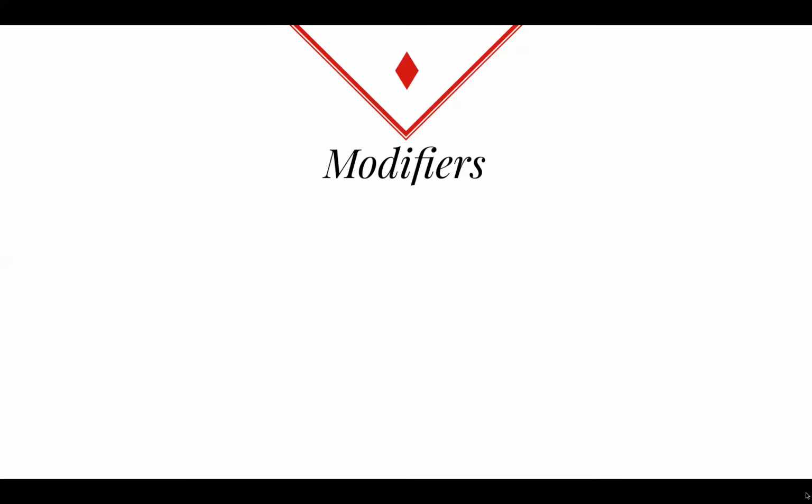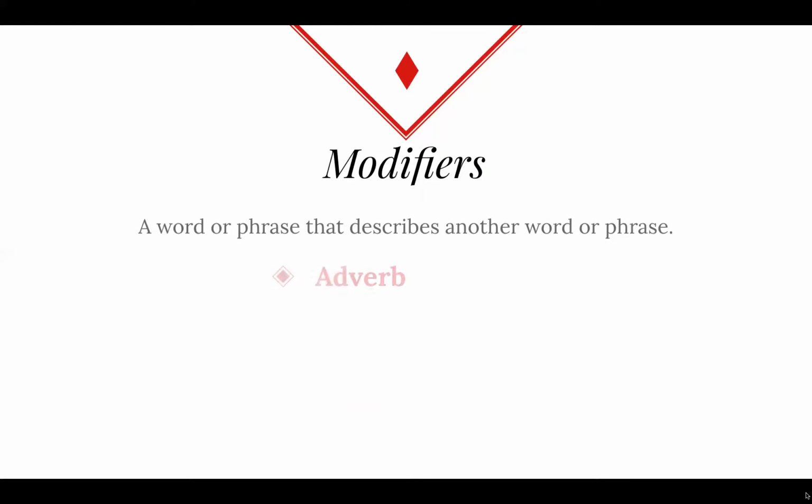Modifiers. A modifier is a word or phrase that describes another word or phrase. Two common types of modifiers are the adverb, a word that describes an adjective, a verb, or another adverb, and the adjective, a word that describes a noun or pronoun. However, though all adjectives and adverbs are modifiers, not all modifiers are adjectives and adverbs. Many modifiers are entire phrases.